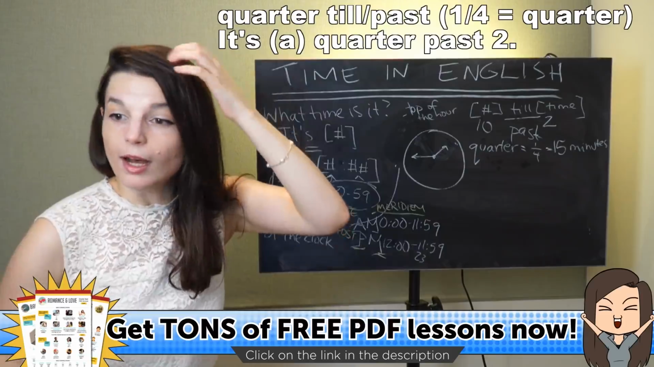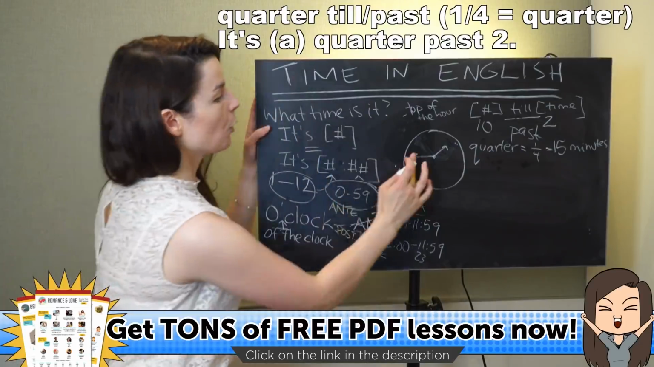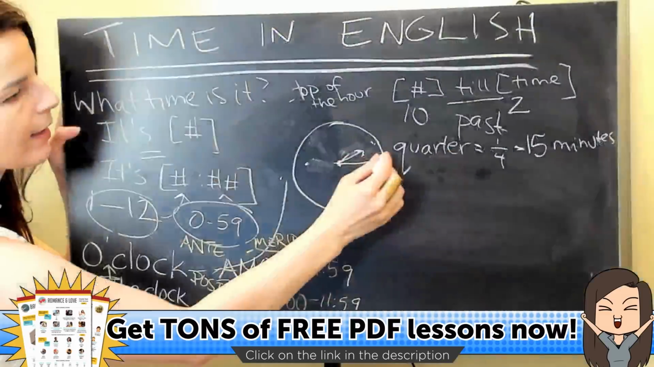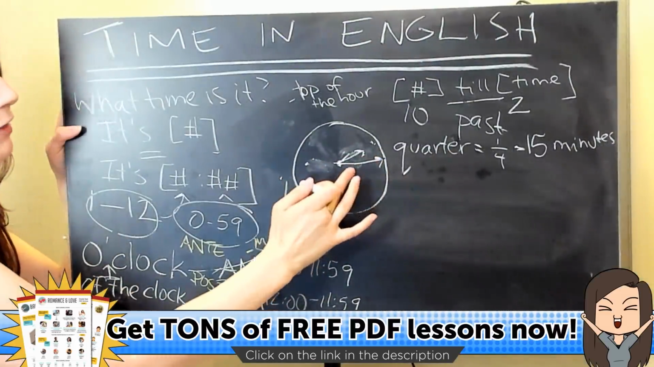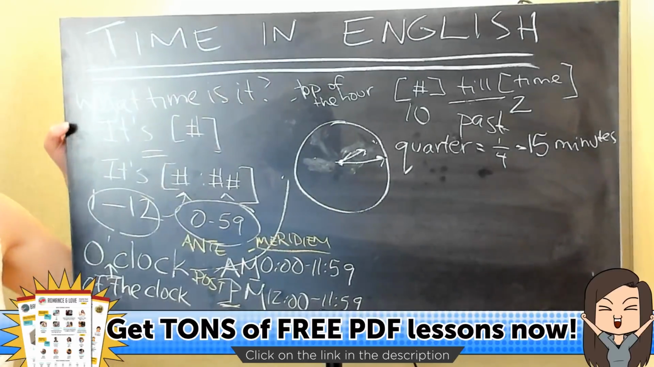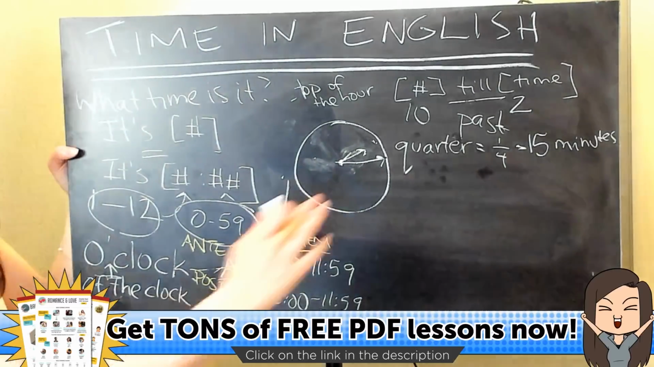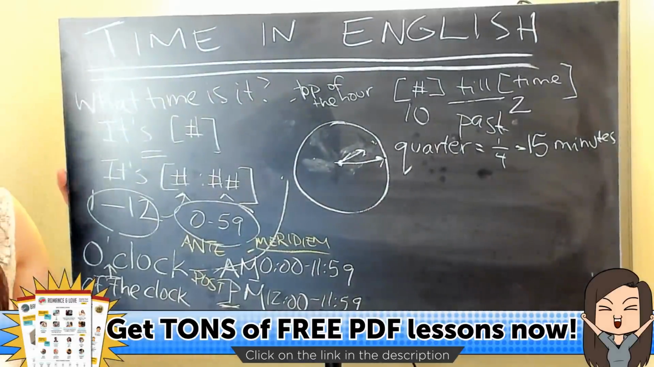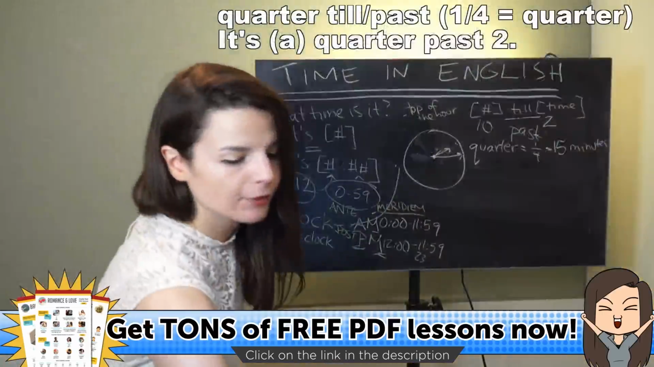So, quarter till. Quarter past, however, quarter past 2 would mean something like this. It's 2:15. Sorry, it's getting messy. 2:15 would be quarter past 2. So please keep in mind people do use quarter and till and past.